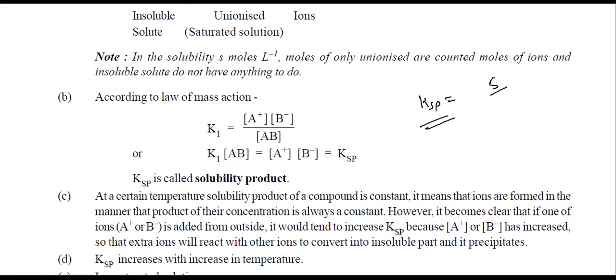It will adjust itself. It means if I have Ksp as the concentration of A plus times the concentration of B minus, and we change the solubility of A plus, the solubility of B minus will change. If you increase the solubility of A plus, the solubility of B minus will decrease so that Ksp stays constant, right? Ksp is the same as Kc, which means it will change only when temperature is changed. Okay, everyone? So this is what it has said in point C and D. Now just think about this.